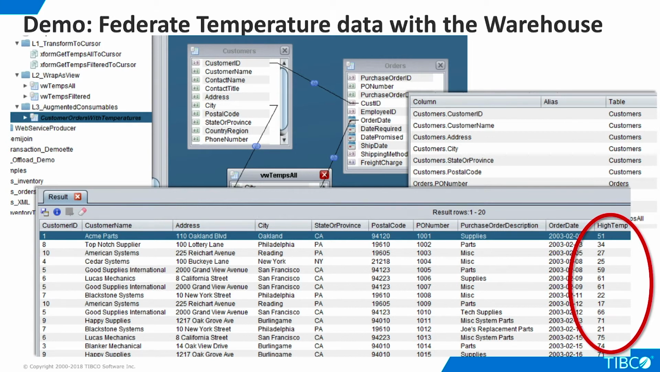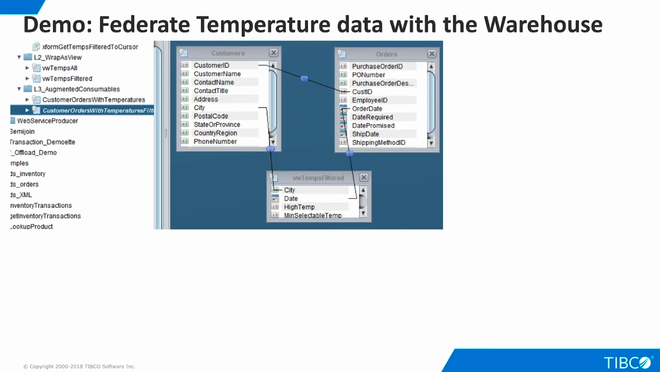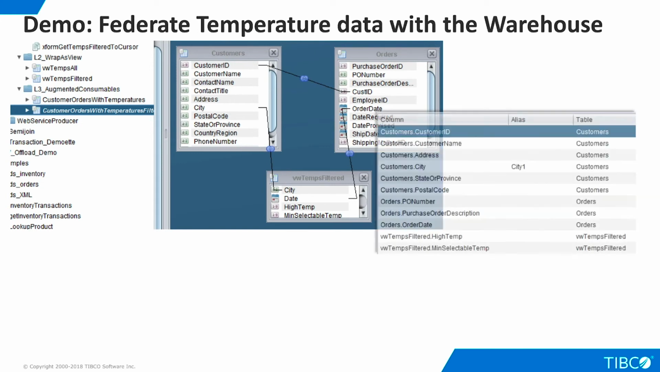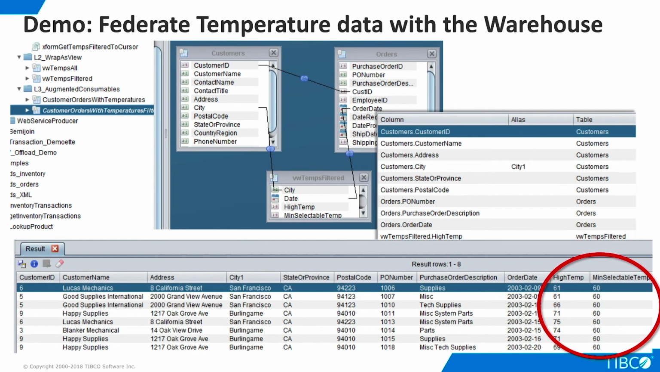We follow the same process with our filtered view of temperatures, joining it with customers and orders views, defining our desired output on the grid panel, and executing the view. Here we use the default value for the virtual column, but end users could use any value they need. Our demo is complete.